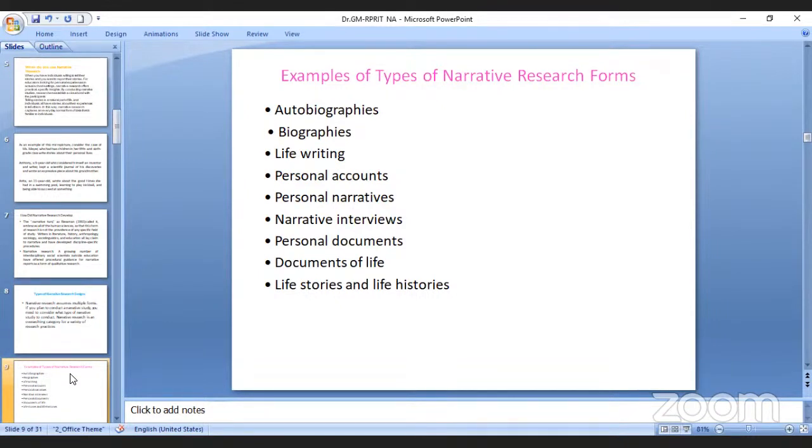So some famous personalities will give interviews. He can give narration about his specific field. Then personal documents, his achievements and documents of life. Then life stories and life histories. There are some examples of types of narrative research forms.